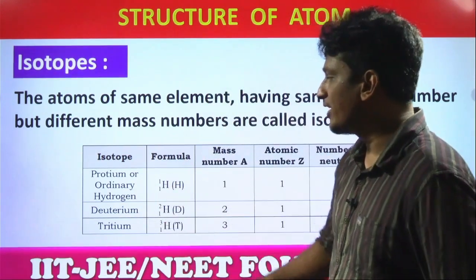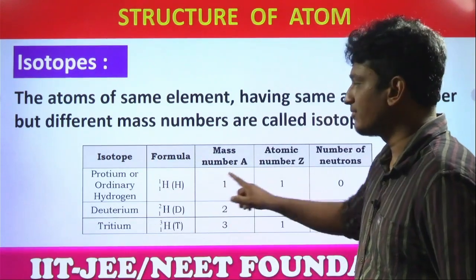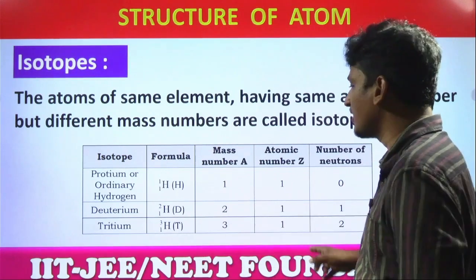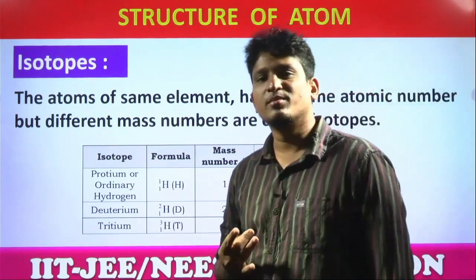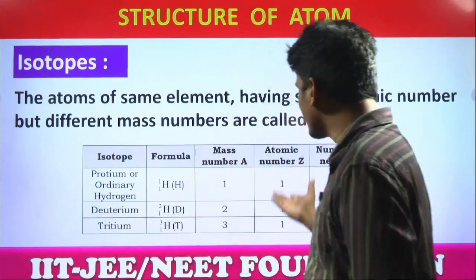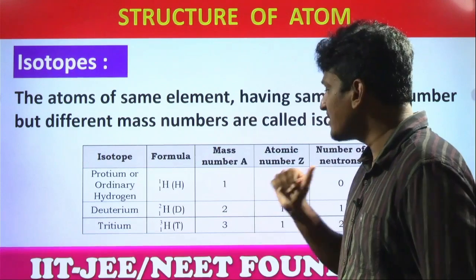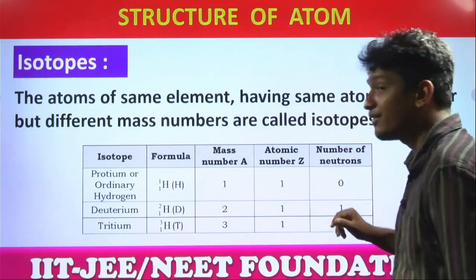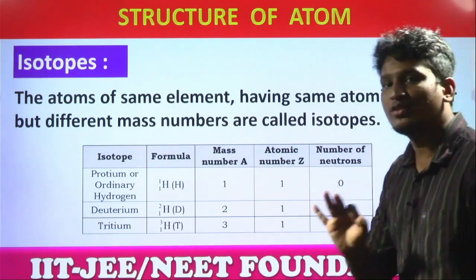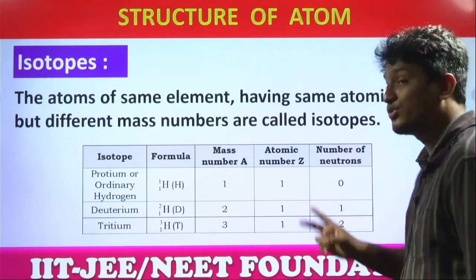Look here: protium, deuterium and tritium, and look at the atomic number. Protium 1, deuterium 1, tritium 1. Sir, what are all these, protium, deuterium, tritium? They are all hydrogen atoms only. Why? Because their atomic numbers are 1, 1, 1. Protons are 1, 1, 1. Then where is the difference coming from? Number of neutrons. In protium, 0 neutrons. In deuterium, there is 1 neutron. And in tritium, 2 neutrons are there.